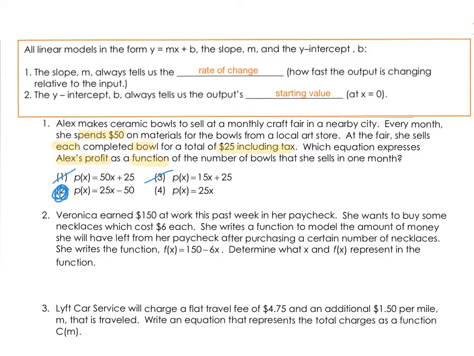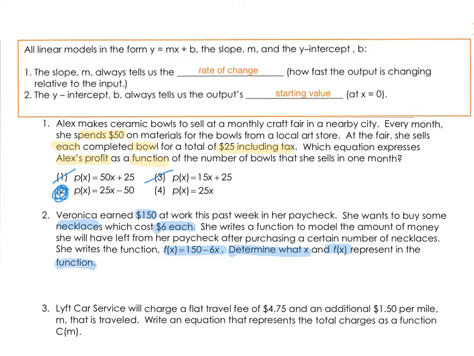Okay, next example. Veronica earned $150 at work this past week in her paycheck. She wanted to buy some necklaces, which cost $6 each. She writes a function to model the amount of money she will have left from her paycheck after purchasing a certain number of necklaces. She writes the function f of x equals 150 minus 6x. We need to determine what x and f of x represent in the function. So basically we need some words here.